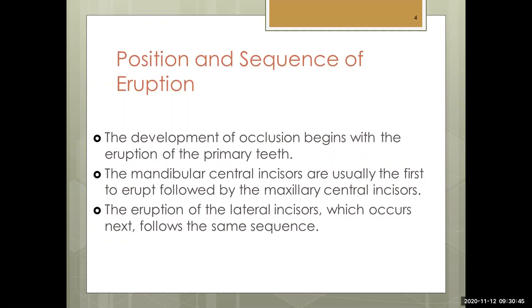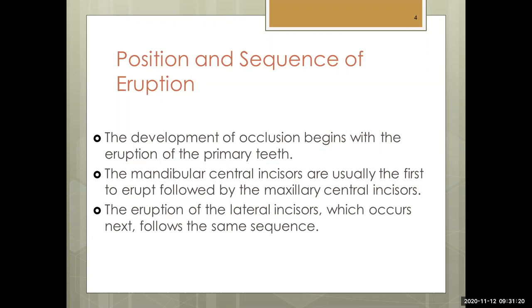So the development of occlusion begins with the eruption of the primary teeth. Now the tooth buds of the primary teeth start forming how early? Anybody remember? Very early on in utero, like 4 months. Does that sound familiar? Okay, so anyway, you've got these primary teeth developing before the baby is even born.